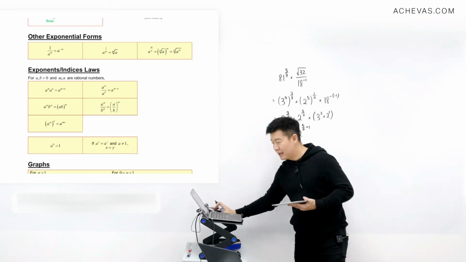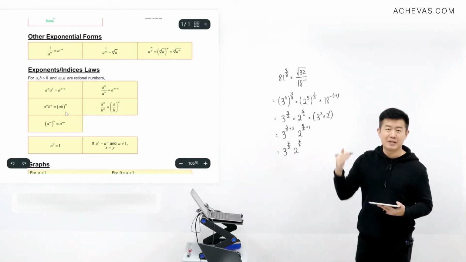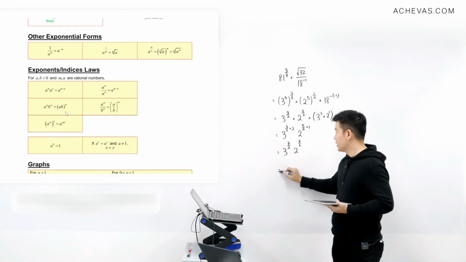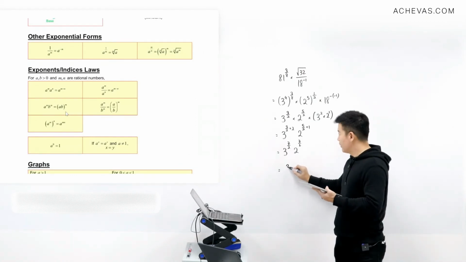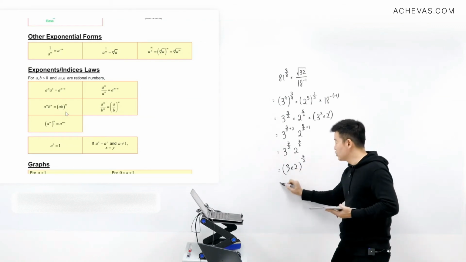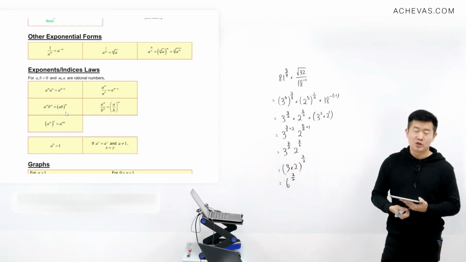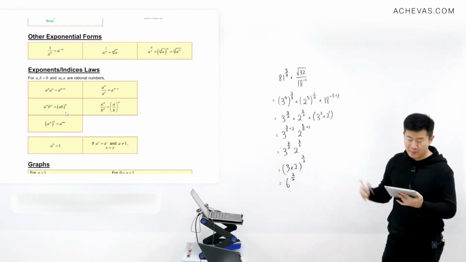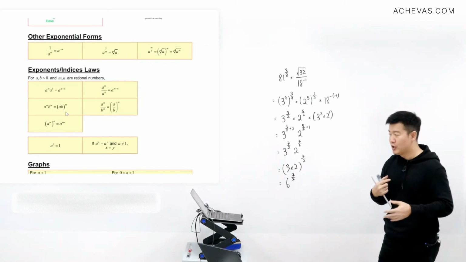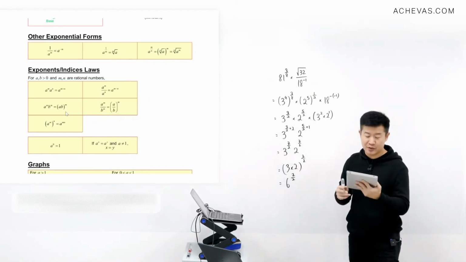And now we can apply this one here, because I have a to the power of m times b to the power of m scenario. So this is going to become 3 times 2 to the power of 7 over 2. So we have this as 6 to the power of 7 over 2. So these are what we are doing by making use of what we have just talked about to manipulate an expression that contains the exponential form.